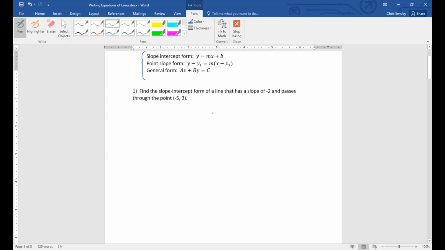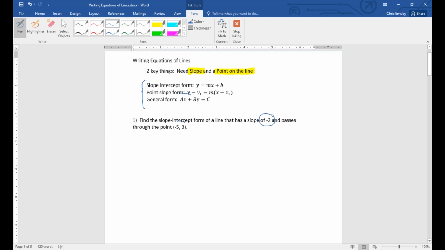Okay, so for our first example, we're going to start with the most basic one. Find the slope-intercept form of a line that has a slope of -2 and passes through the point (-5, 3). So this one is nice because they just tell us straight out the slope is -2 and the point is (-5, 3). So we can fill those right into one of the forms of the line that we want to use. I'm actually going to show you 2 different ways to do this one.